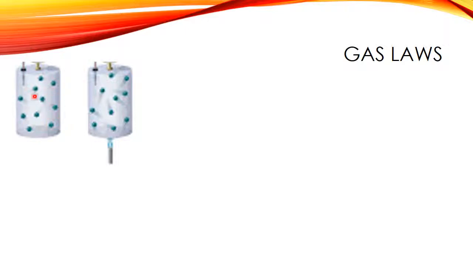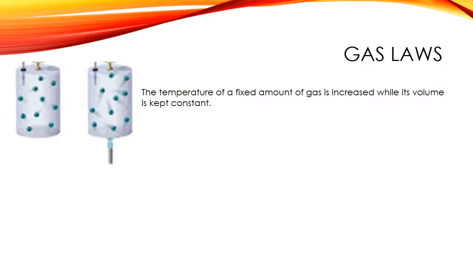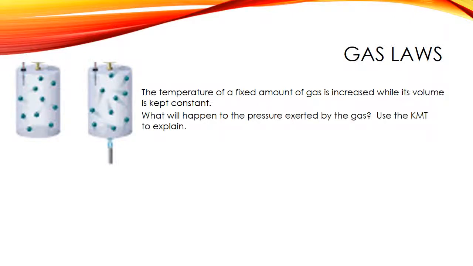We have a gas at some temperature over here. We measure its pressure, then we heat up the gas, and the pressure would change. Okay, so we have the temperature of a fixed amount of gas is increased while its volume is kept constant. My question is, what will happen to the pressure exerted by the gas? Use the kinetic molecular theory to explain.